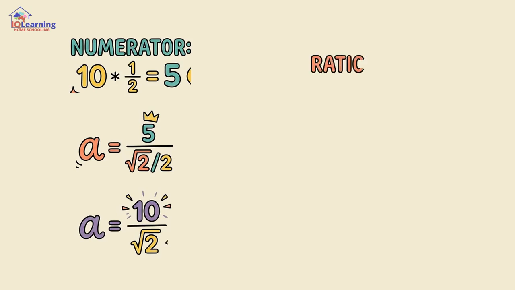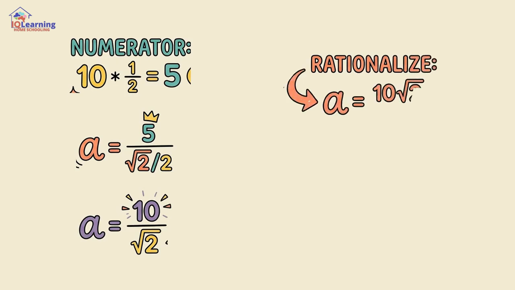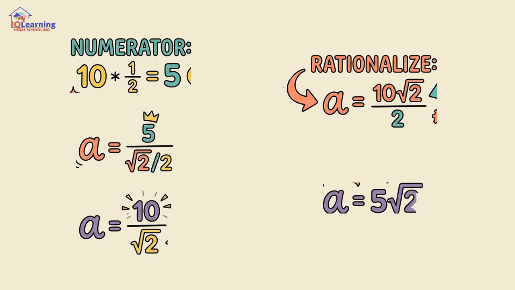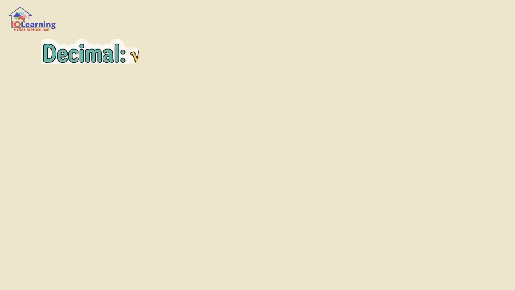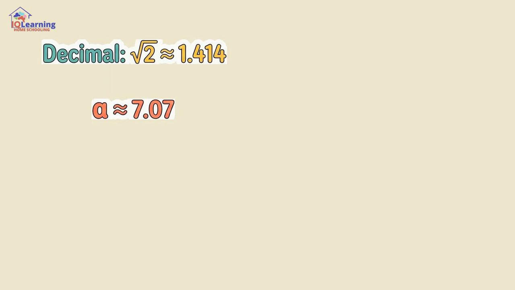Now simplify again by rationalizing the denominator. Multiply top and bottom by square root of 2. That gives A equals 10 square root of 2 over 2, and 10 divided by 2 is 5. So the exact answer is A equals 5 square root of 2. If you want the decimal approximation, use square root of 2 is approximately 1.414. Multiply 5 by 1.414. That gives about 7.07. So side A is approximately 7.07.